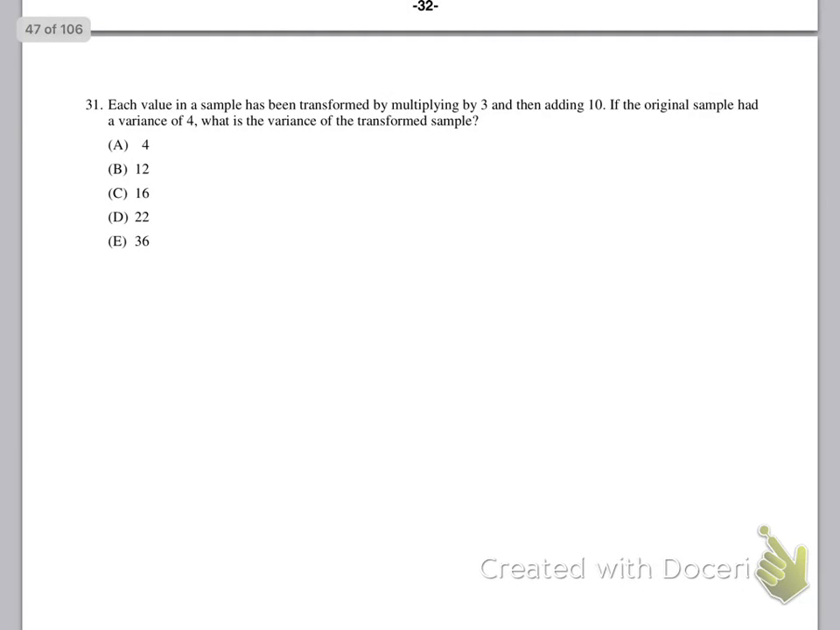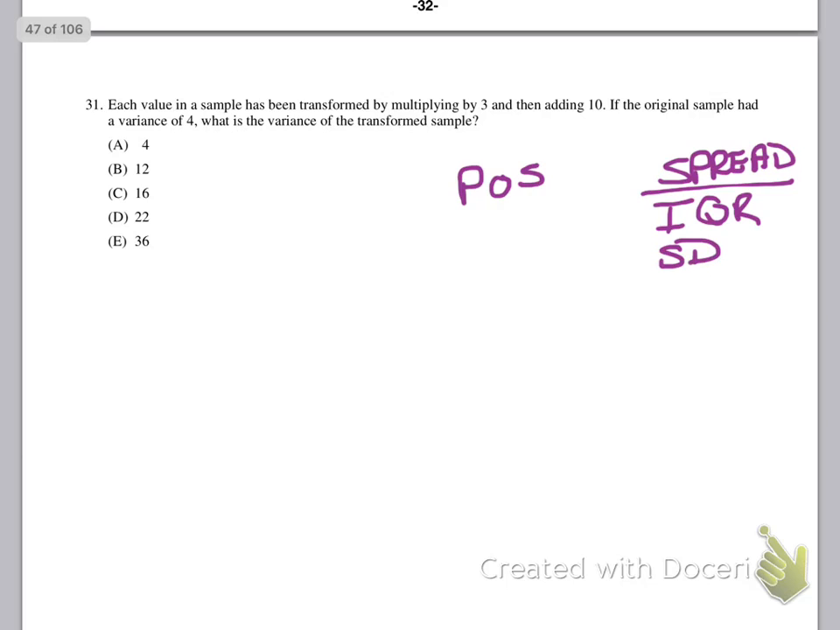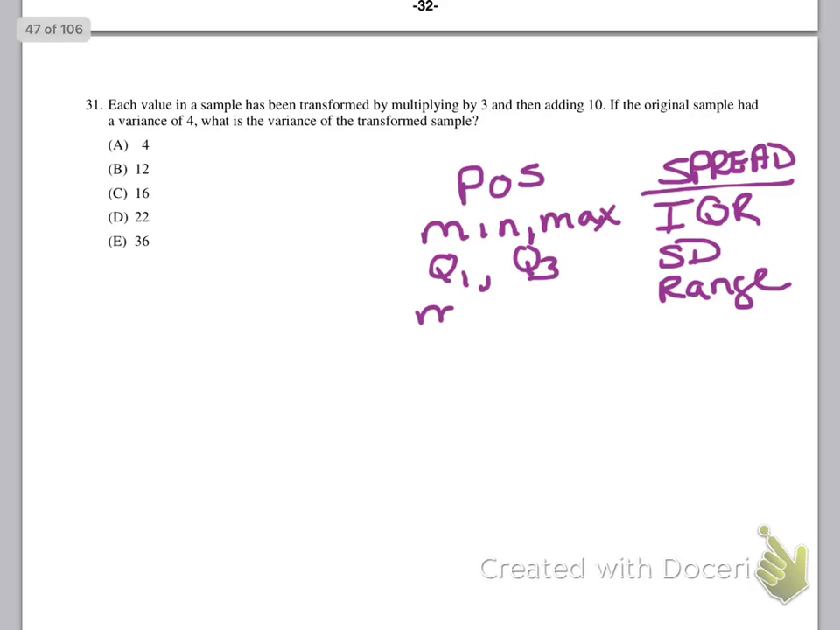Okay, so we did this back in the first 6 weeks, and remember either you are a position or you are spread. And there's only 3 spreads, so remember those: IQR, standard deviation, and range. Everybody else is a position. That's min, max, Q1, Q3, and then mean, and then median.